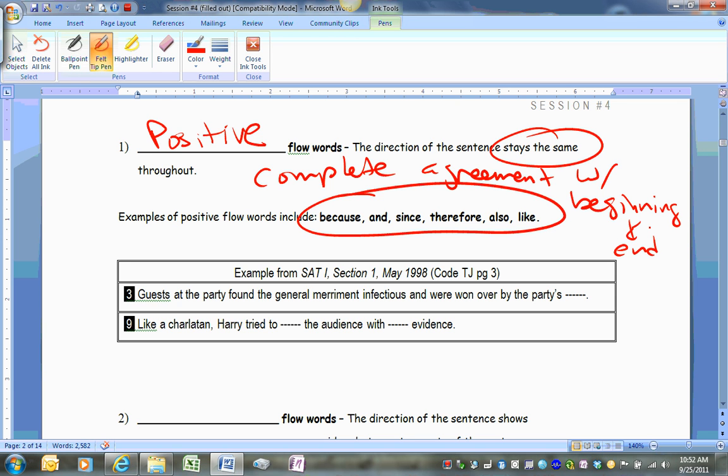So let's look at the first one. The first one's actually a pretty easy one. Guess that the party found the general merriment infectious and were won over by the party's blank. So merriment would probably be a key word, as well as probably infectious. What does merriment mean? Yeah. And so they're won over by the parties. What would you say? Parties. Joyfulness. Yeah, I like that.